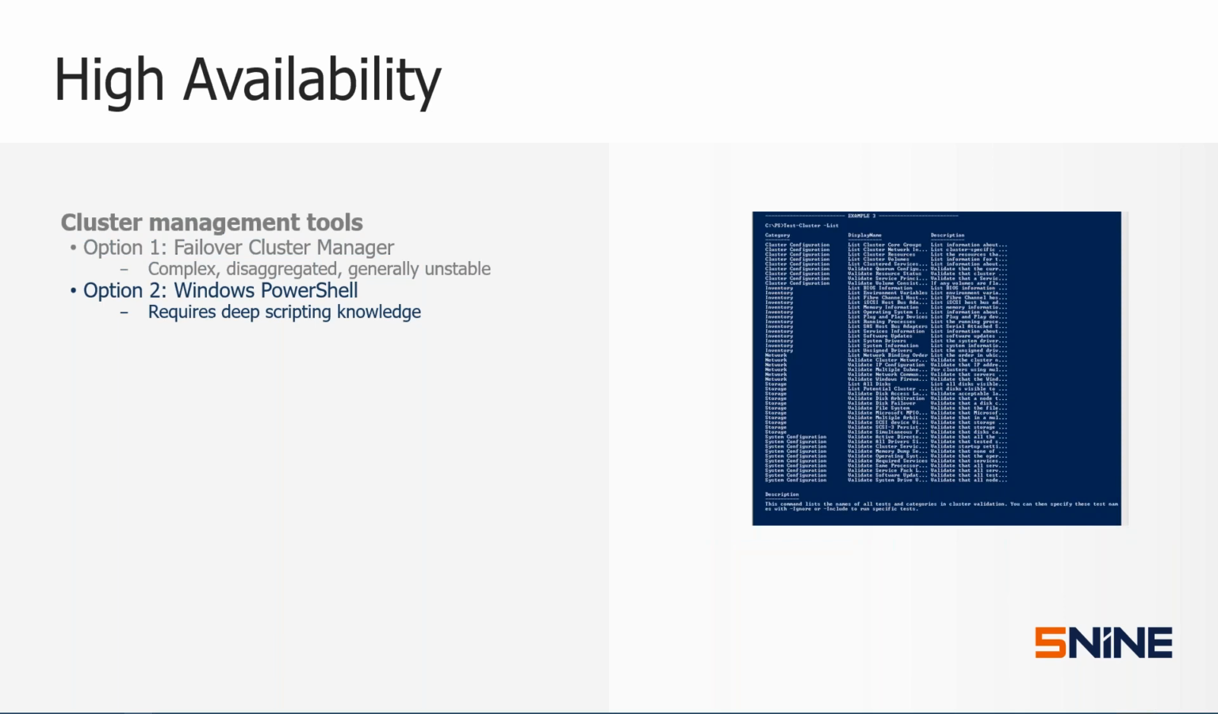So there's also a lot of margin for error being that disaggregated. So what's an option? You can use Windows PowerShell, but that requires some really deep knowledge of the PowerShell language and understanding how to do all these different cluster commands, migration commands, etc. That would be very cumbersome, especially for a new virtualization admin or even a VMware admin coming over to Hyper-V who isn't familiar with PowerShell. So again, that's a very difficult option and requires deep scripting knowledge.